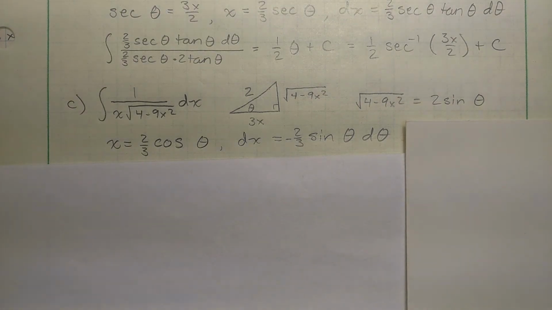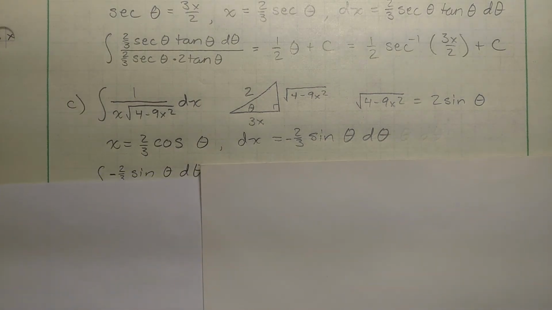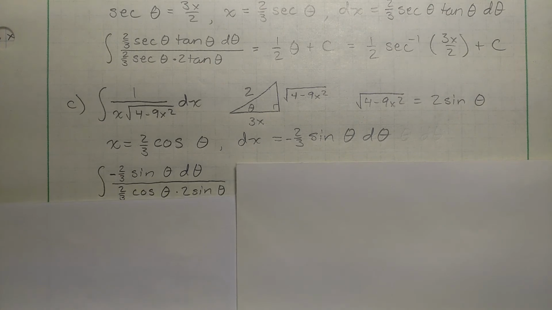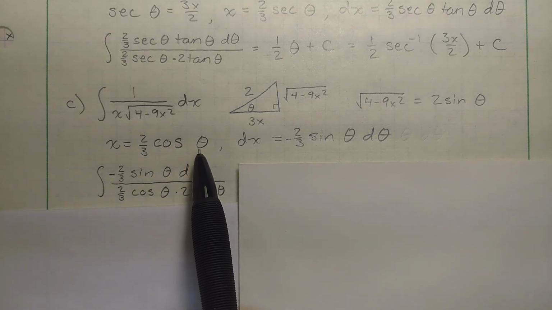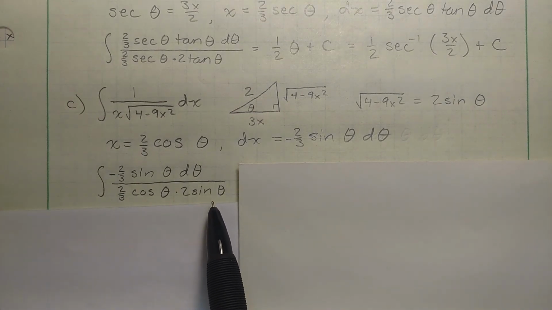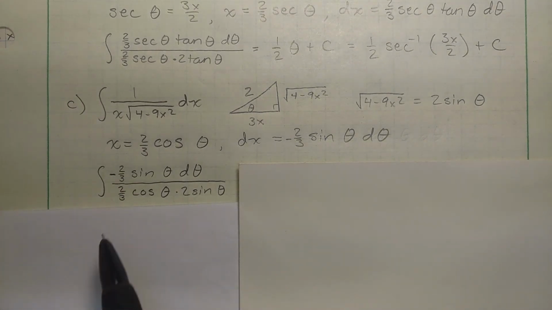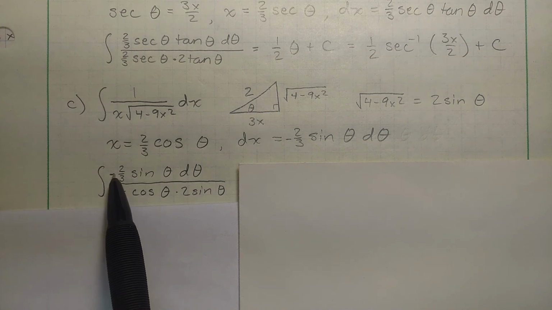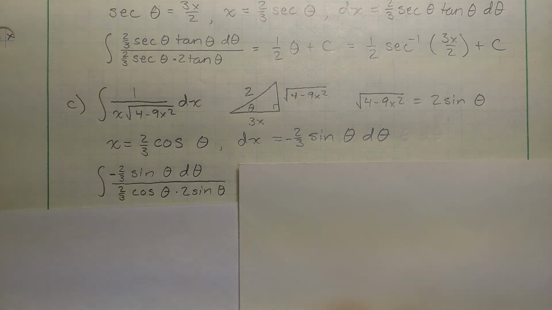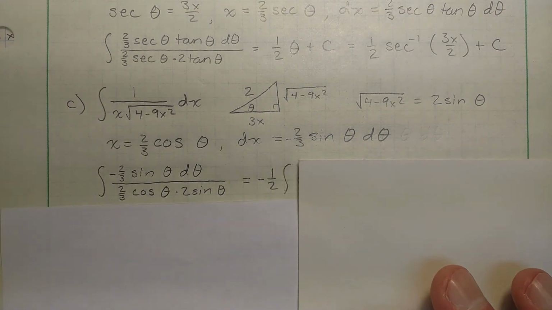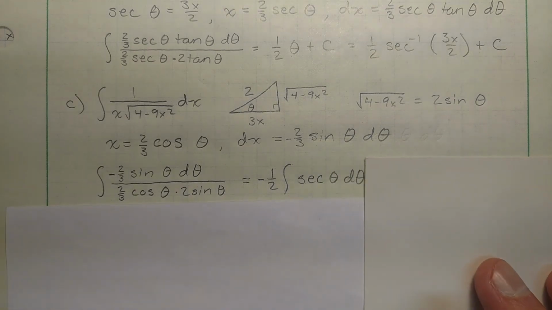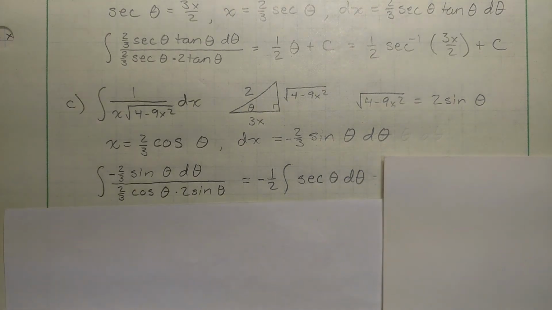So from that, now we can substitute in. Our numerator is going to be that negative 2/3 sine theta d theta. And our denominator is going to be the 2/3 cosine theta times the 2 sine of theta. Notice the 2/3 cancel. I can factor out the negative and the 2, so I'll get a negative 1/2 in front. And that'll be the integral, the sines cancel, of just 1 over cosine, which is secant.